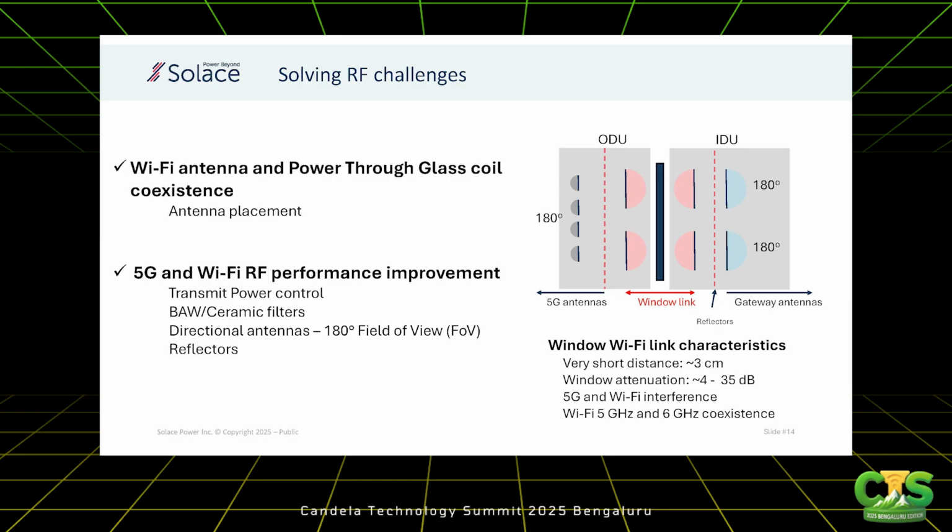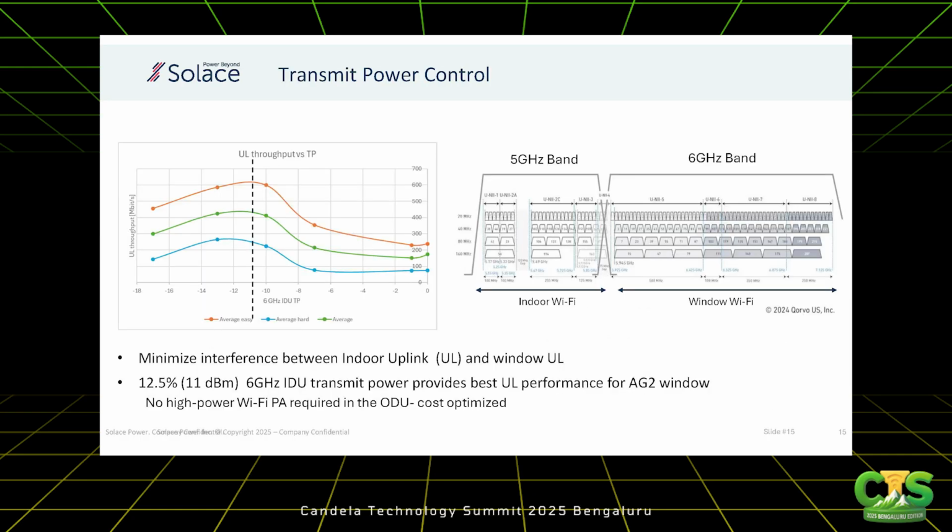So what you see here is that because the window link here is very short, it's like 3 centimeters, and you have a 30 dB attenuation, you're not limited by link budget, but you are limited by large signal. So 0 is basically very high power, and we started to reduce the power by 2 dB. What we saw is that when we do a throughput test, if you set maximum power, you have low throughput, and that is because your LNA is getting into compression, right, and it's creating noise.